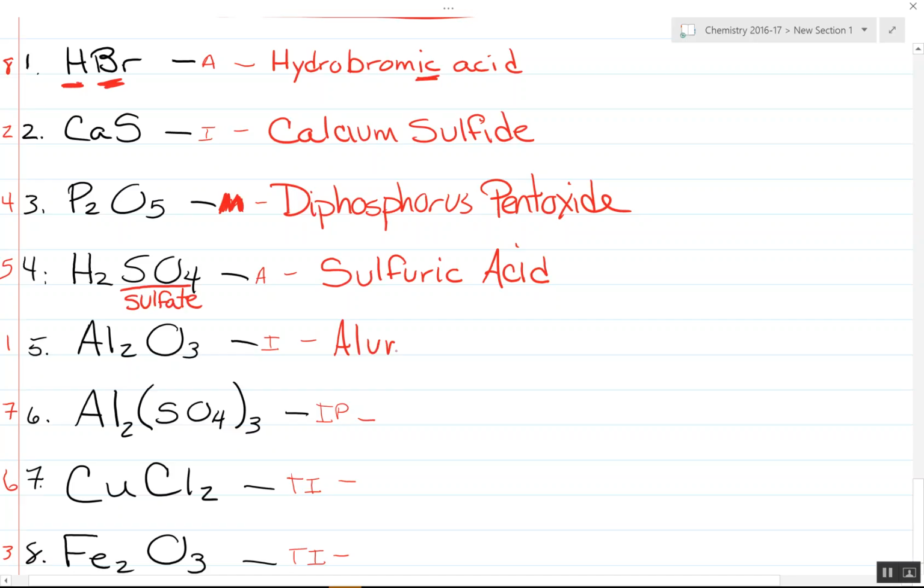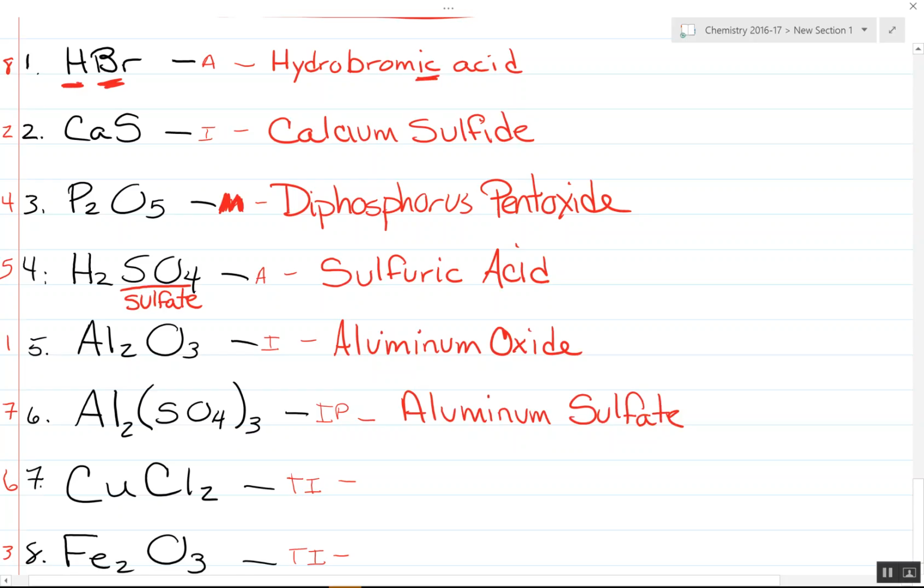Aluminum oxide. You don't have to worry about anything other than the name. Table 7. What'd you say? Aluminum sulfate.